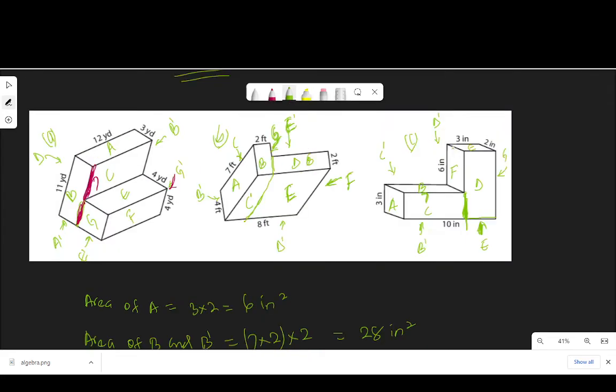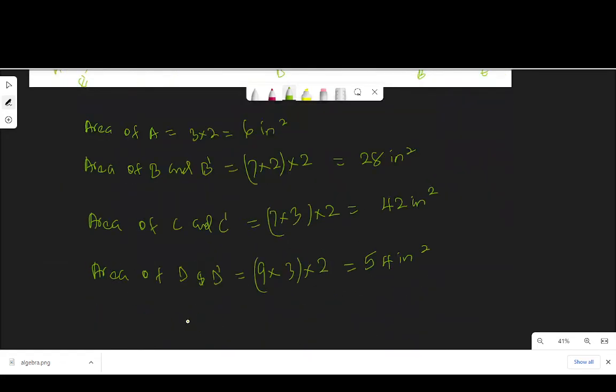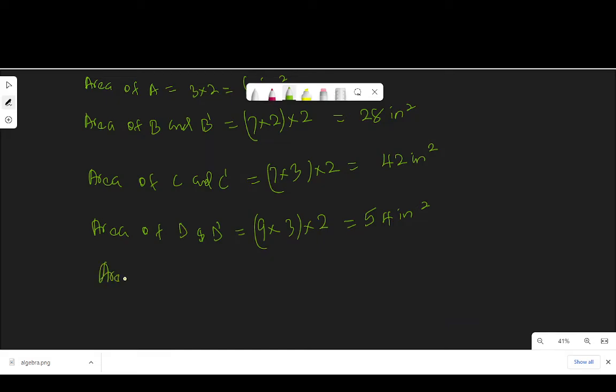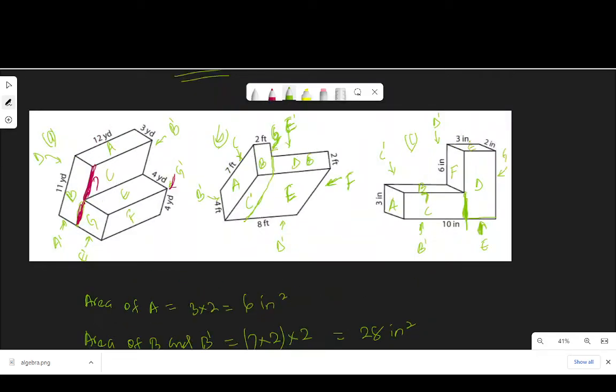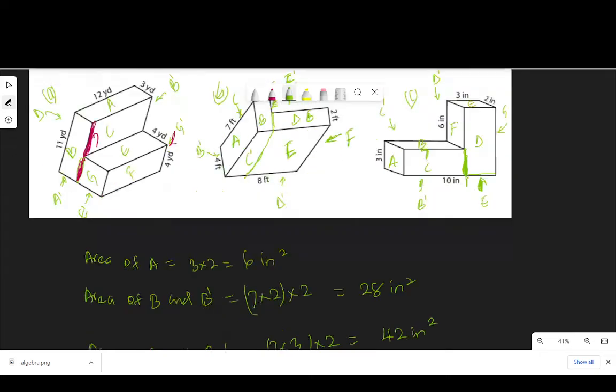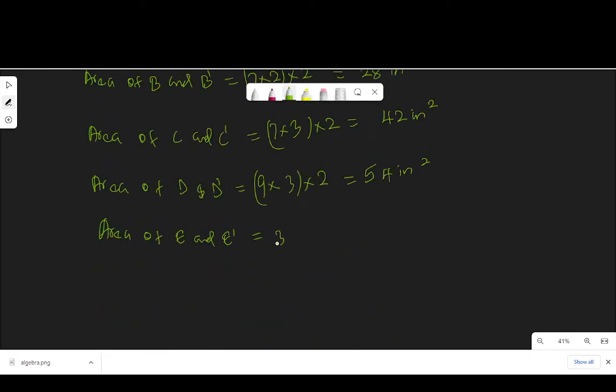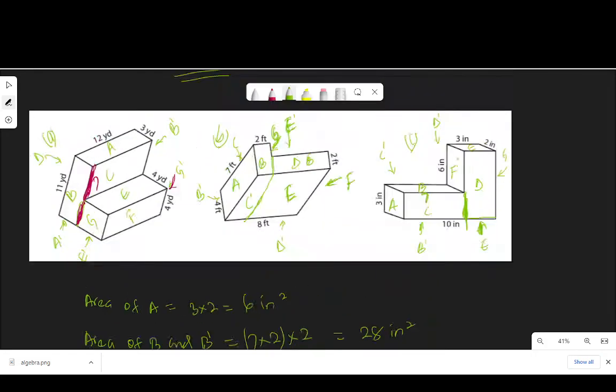And area of E and E prime. The length of E is 3 inches. The width is 2 inches. The 3 times 2, then multiply by the 2 of them, that is E and E prime. 3 times 2, 6, 6 times 2, 12. 12 inches squared. Then area of F, this face right here, which is only 1.